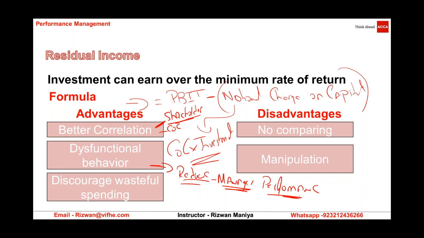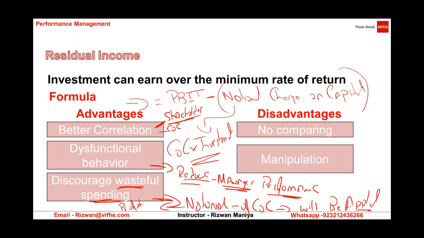Then it discourages wasteful spending. Why? Because managers know that a notional charge of cost of capital will be applied. They know that their profit should cover this notional charge in order for RI to remain positive. This means managers should not go for wasteful spending. Their profit should not be charged with wasteful spending because that profit should cover the notional charge.